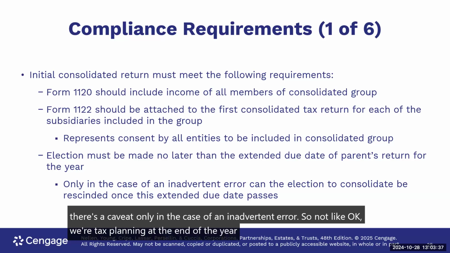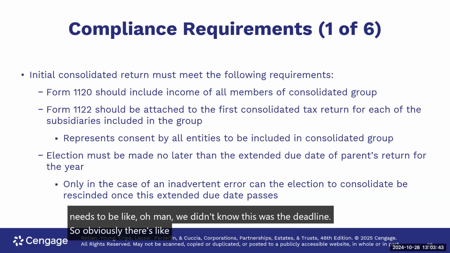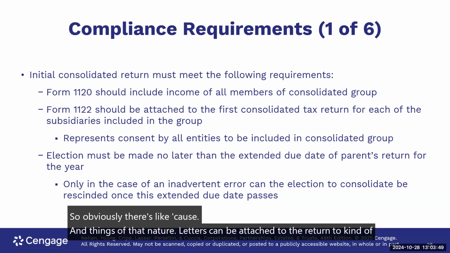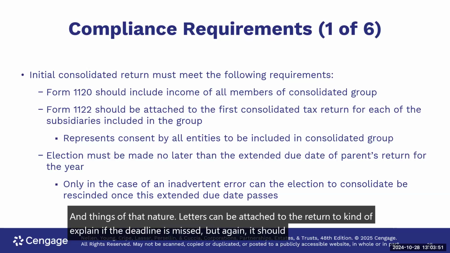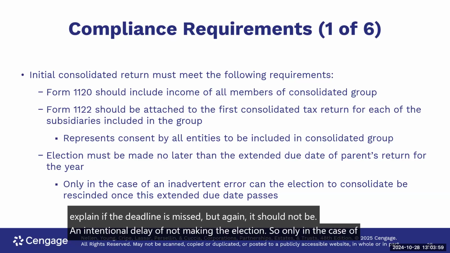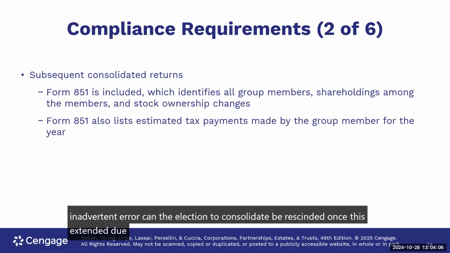No, it literally needs to be like, oh man, we didn't know this was the deadline. So obviously there's reasonable cause and things of that nature. Letters can be attached to the return to explain if the deadline is missed. But again, it should not be an intentional delay of not making the election. So only in the case of an inadvertent error can the election to consolidate be rescinded once this extended due date passes.